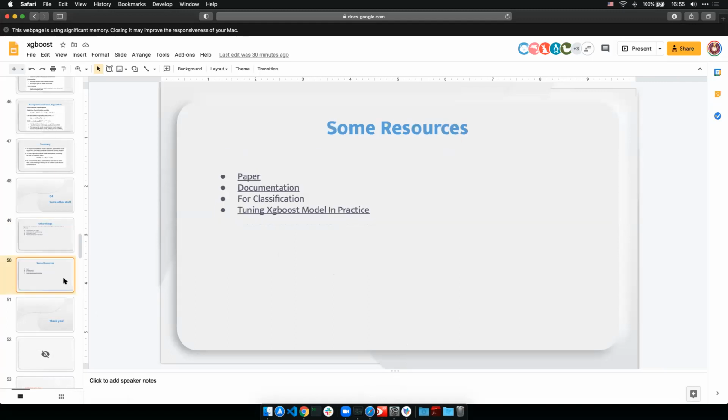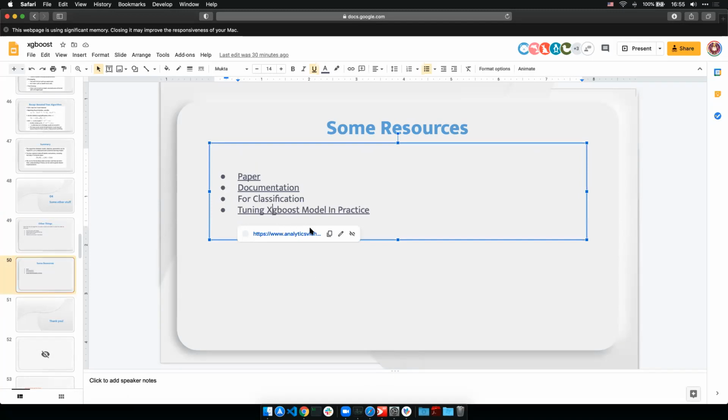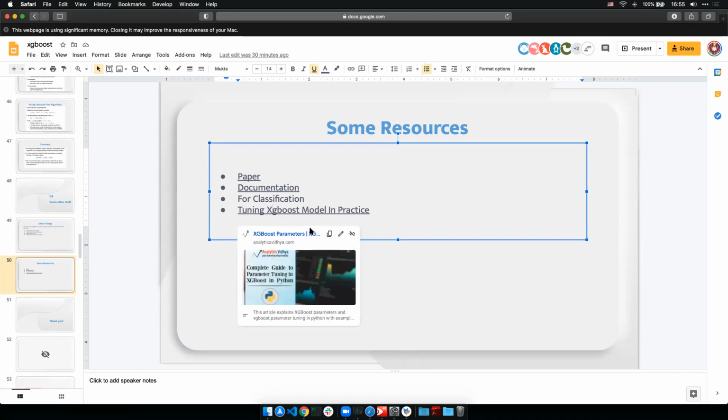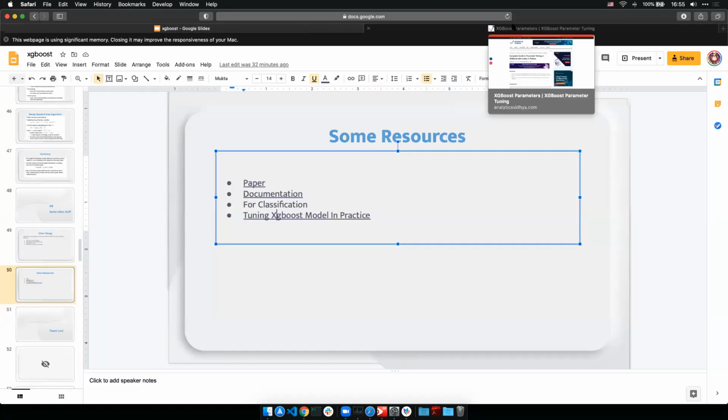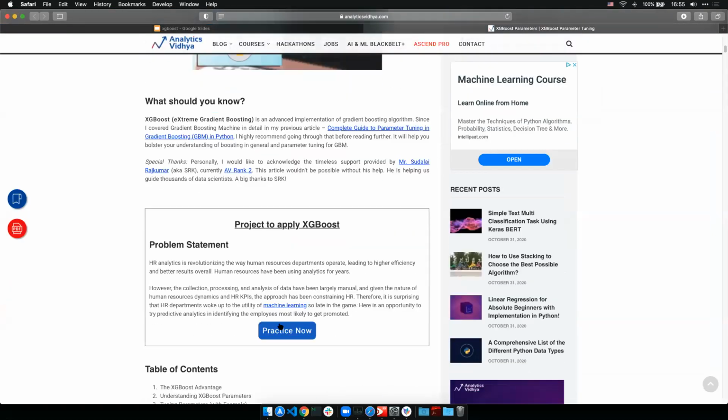And some resources that I found useful when applying XGBoost: paper, documentation, don't need to talk about those. This blog post I found is pretty good. It's about tuning an XGBoost model in practice. So you won't see any of the things related to what we went through today. It has a data set, some code, some Jupyter notebooks that you can download and say, okay, first step, freeze these parameters and tune these. Second step, tune another set of parameters. Third step, tune another set of parameters. In the end, we want to tune them together. So that's the gist of this blog post.